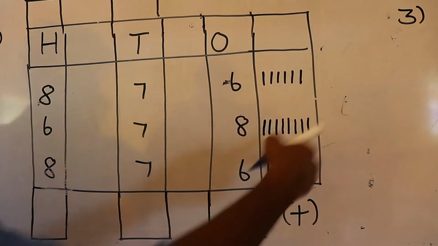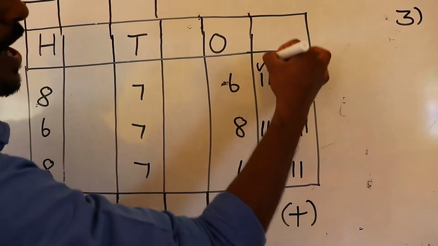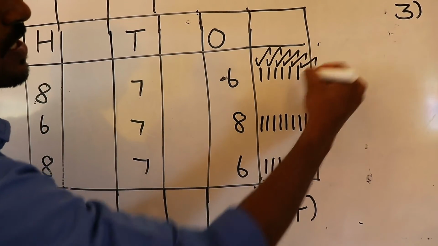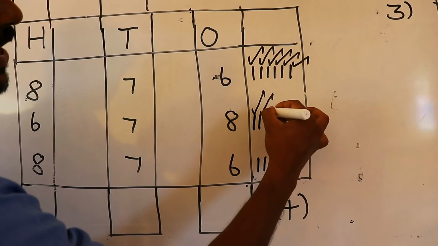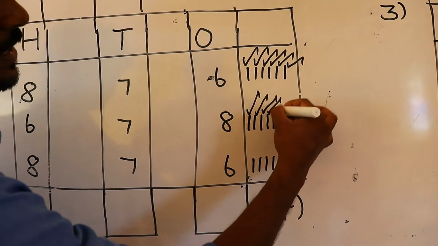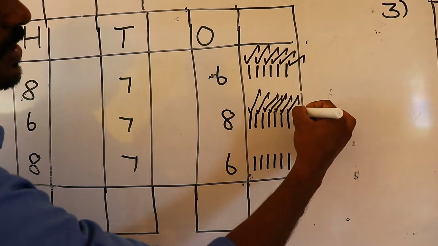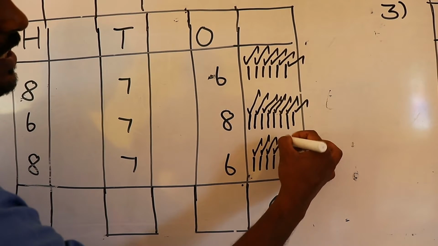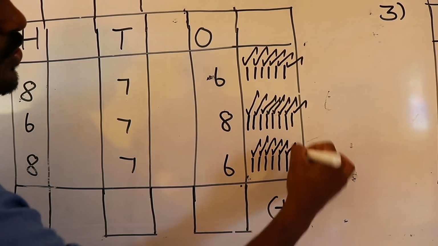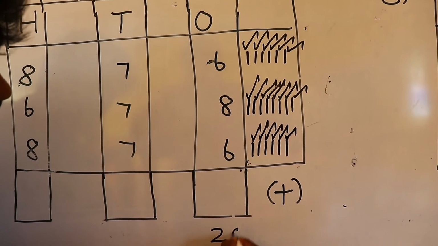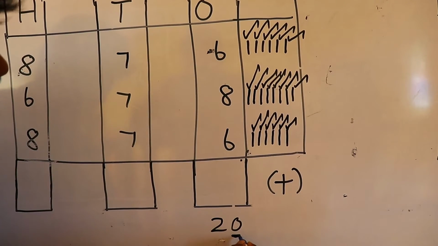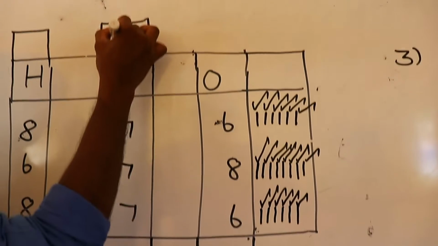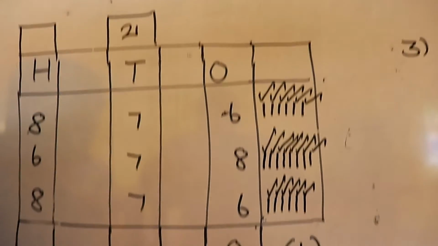So now add these lines. 1, 2, 3, up to 20. So write 20, but 0 is the ones value, so write 0 here. 2 is carry, so write 2 here. So now erase this one.